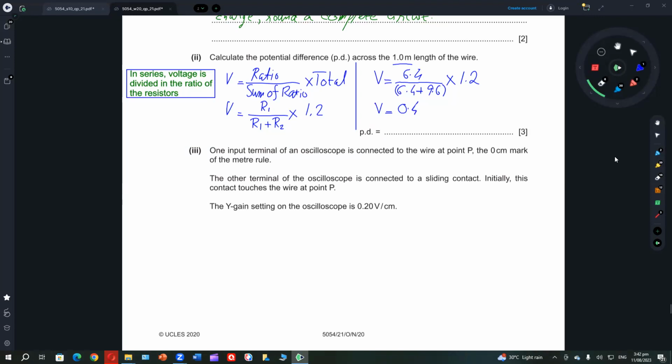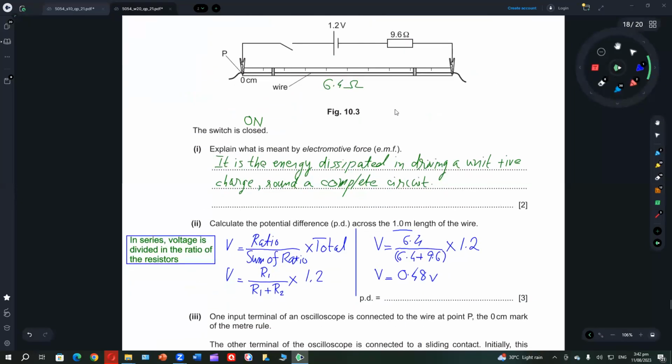One input terminal of an oscilloscope is connected to the wire at point T. The other terminal of the oscilloscope is connected to a sliding contact. Initially, this contact touches the wire at point P. Where is point P? Achha, it is on the same position.